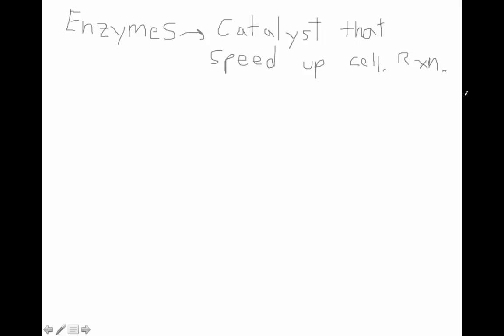Okay, that's my symbol for reaction, RXN. So let's think of an example here. Let's say we had this sugar called sucrose. Sucrose is a disaccharide, so it's made up of two monosaccharides. But let's say we want to take this sucrose and convert it or break it down into its two monomers, which are glucose and fructose.